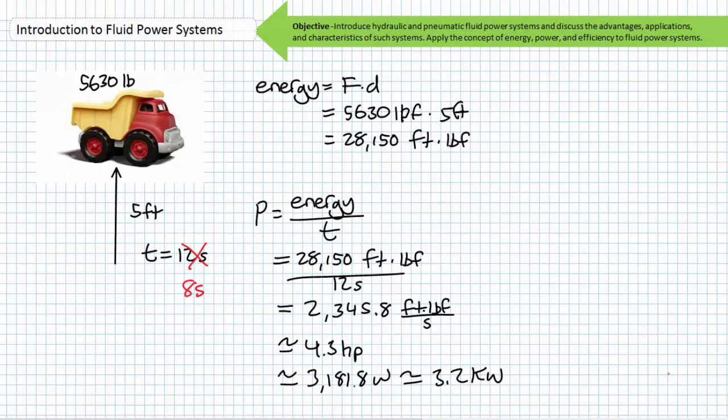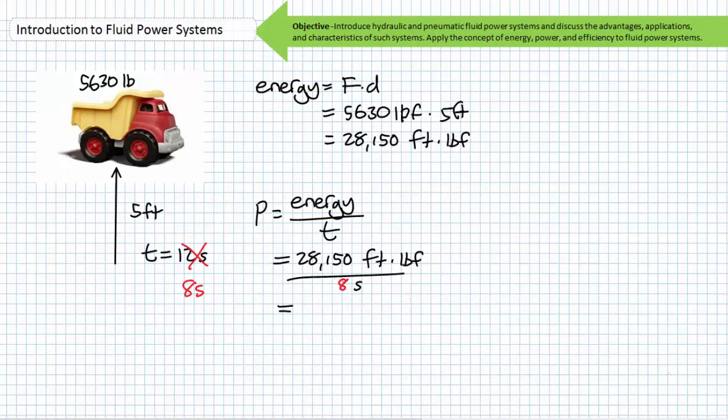What if the garage wanted to upgrade, repair, or replace the lift such that it could accomplish the same task in a matter of only 8 seconds? Again, power is energy over time. The task has not changed. A 5,630 pound object must still be lifted a height of 5 feet. The only demand is that it now be done quicker. This will obviously necessitate a more powerful system.